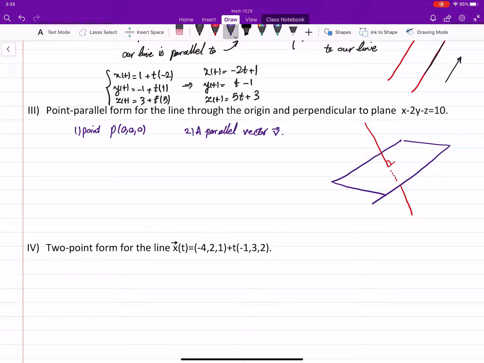What you should remember is that when the equation of a plane is given in this form, which is called standard form, I can say right away that a normal vector is the vector you form by the coefficients of x, y, z. So it will be (1, -2, -1). This is a normal vector for the plane, and we know that the normal vector is perpendicular to the plane. Our line is perpendicular to the plane, and the normal vector is perpendicular. As a result, our line is parallel to the normal of the plane.